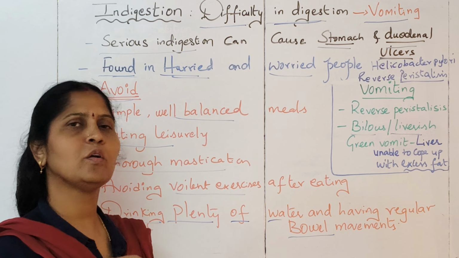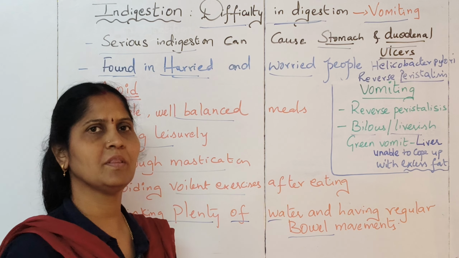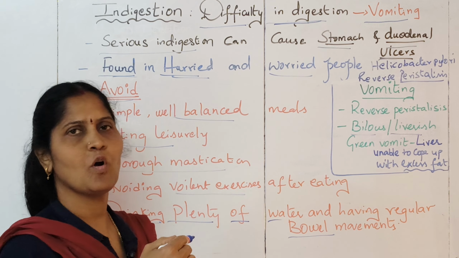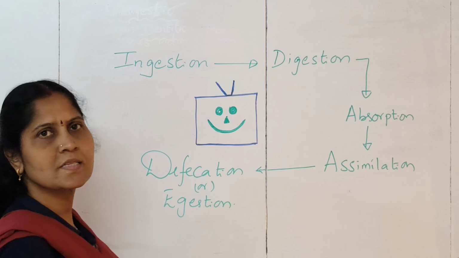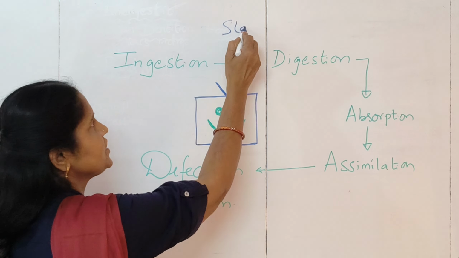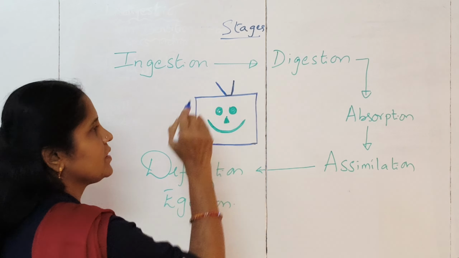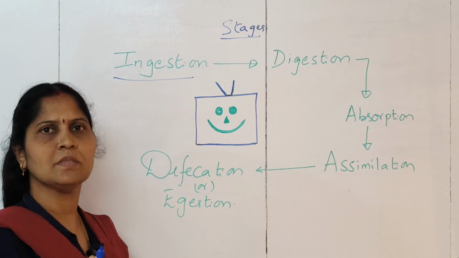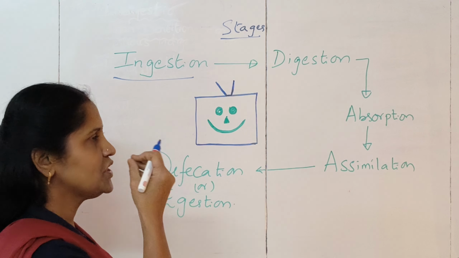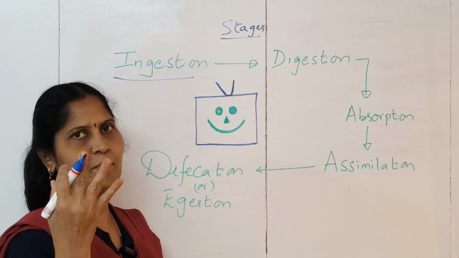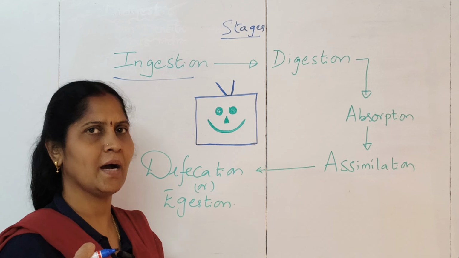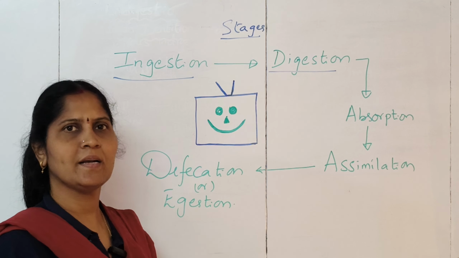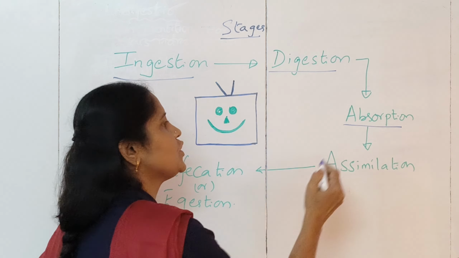Then moving on to the different steps associated with the process of digestion, let us quickly discuss the different stages in digestion. What are the different stages in digestion? The first one is ingestion. Ingestion is keeping the food in the mouth. Ingestion is followed by the food reaching the stomach through all the different parts, and then digestion takes place. So ingestion is followed by digestion, followed by absorption.